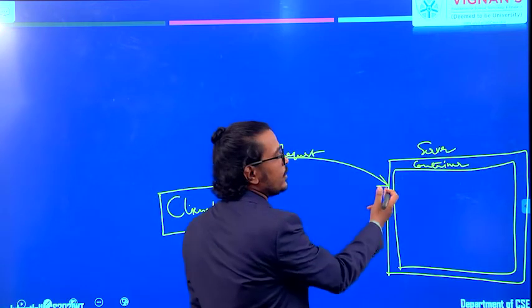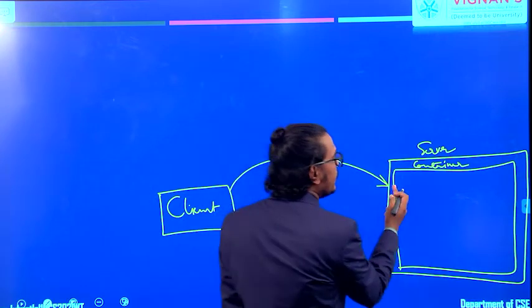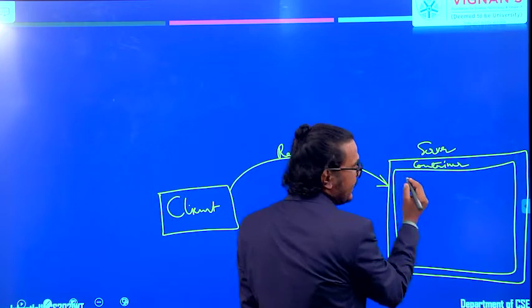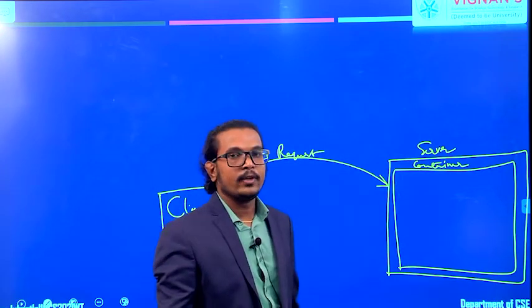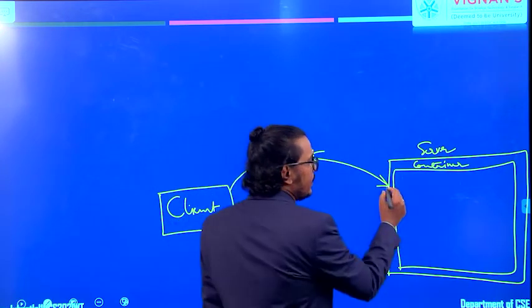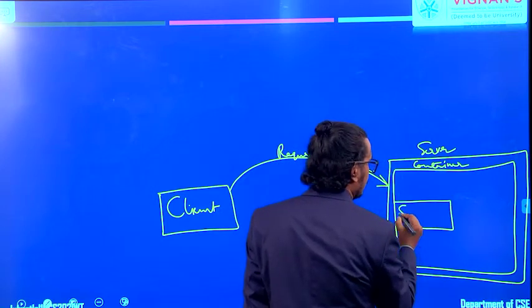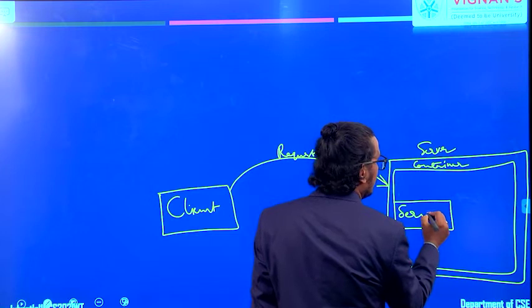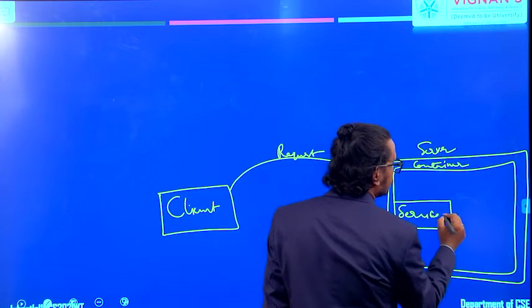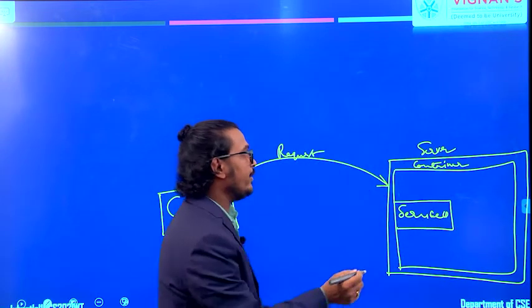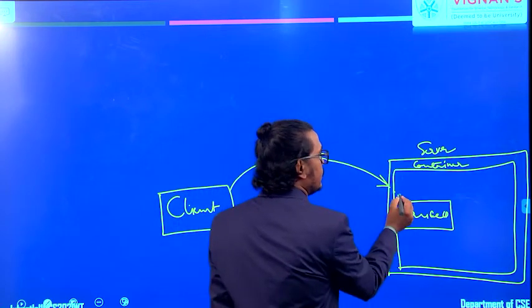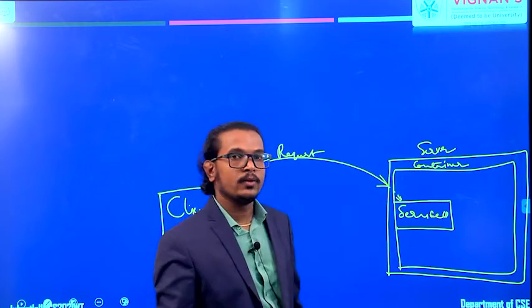We are sending some request to the server. The server will take that request and validate whether it is a valid request or not. Then it will pass that request to the service method. The request will be forwarded to the service method.